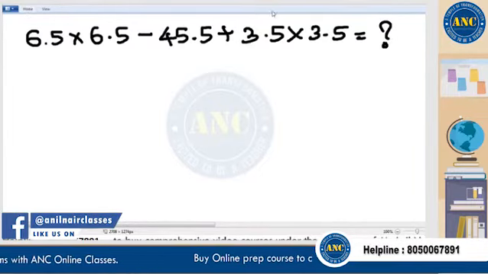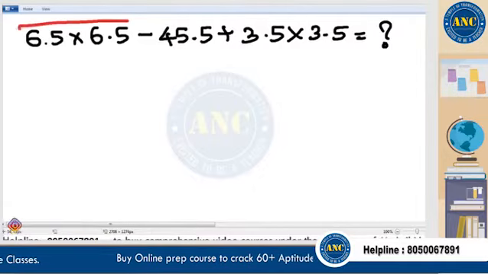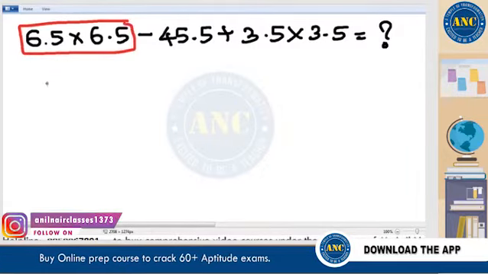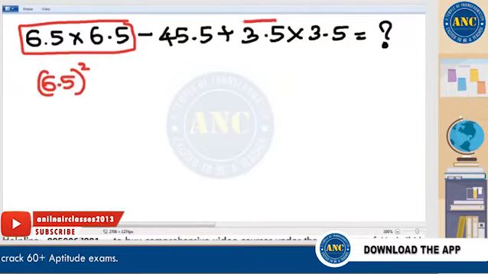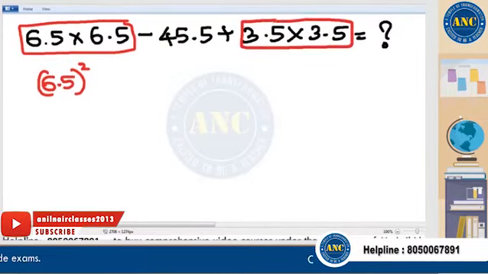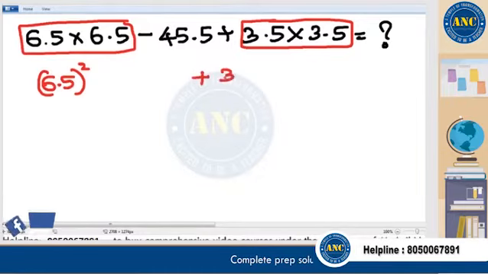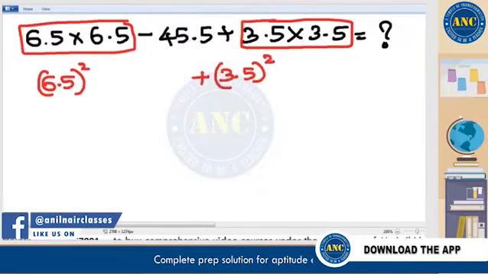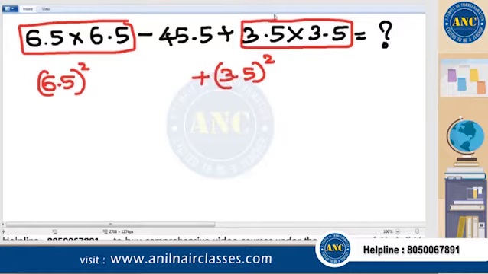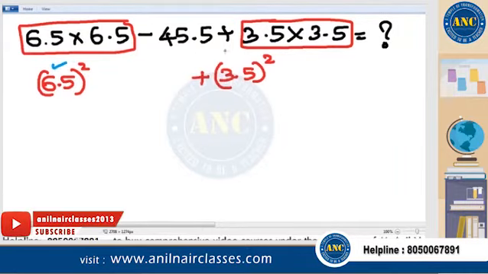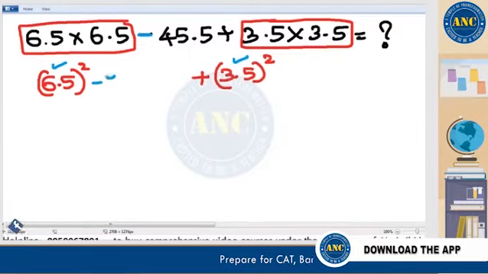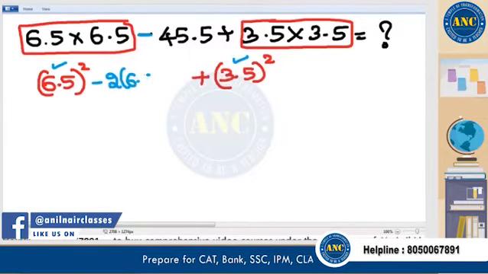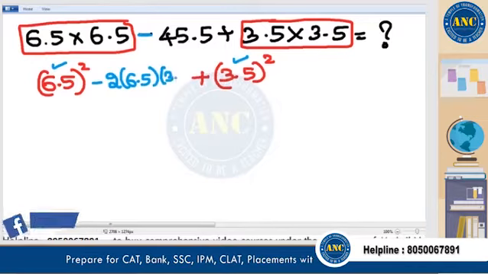Whenever they give it like this, definitely this will be a square. So I can write it as 6.5 whole square. Definitely this will be b square. So I can write it as 3.5 whole square. This is nothing but a square plus b square. Because there is a minus sign in between, it should be minus 2ab, minus 2 into 6.5 into 3.5.